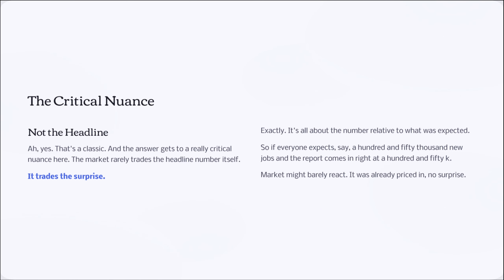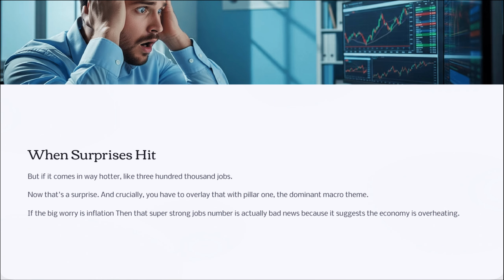So if everyone expects, say, 150,000 new jobs and the report comes in right at 150K, the market might barely react. It was already priced in, no surprise. But if it comes in way hotter, like 300,000 jobs, now that's a surprise. And crucially, you have to overlay that with Pillar 1, the dominant macro theme.